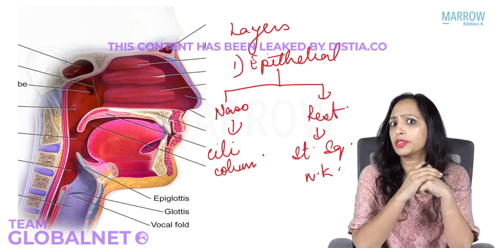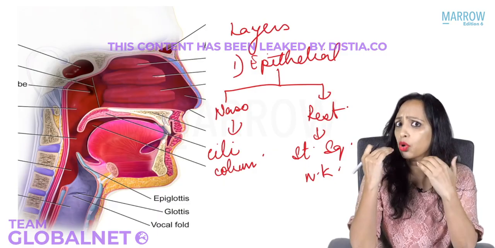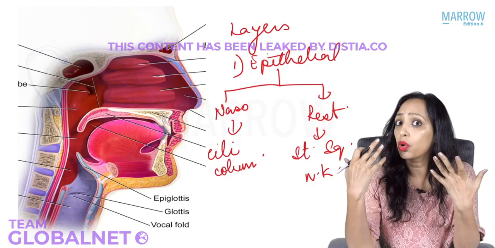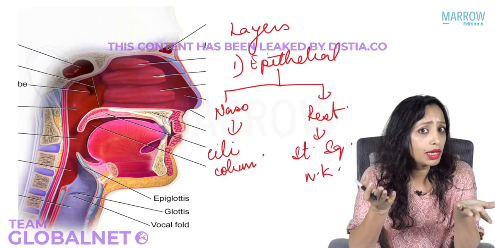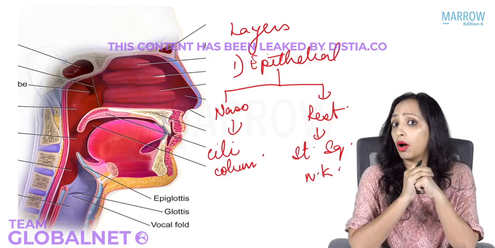Tonsils. You know where it is present? Is it present in the nasopharynx, oropharynx or hypopharynx? Yes, it is in the oropharynx. So, tell me the lining epithelium. Yes, stratified squamous. Tell me the lining epithelium of the soft palate now. Soft palate?